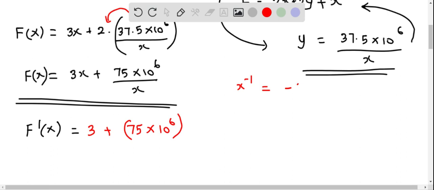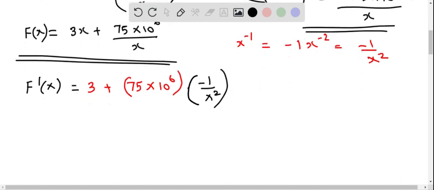So if you differentiate, you get minus 1 times x power minus 2, and this is equal to minus 1 by x squared. So I can put this as minus 1 multiplied by 1 by x squared. So therefore this is equal to 3 minus 75 times 10 power 6 divided by x squared. So this is the expression for the derivative of f of x, which is f prime of x.